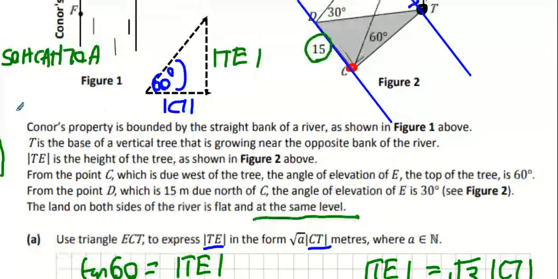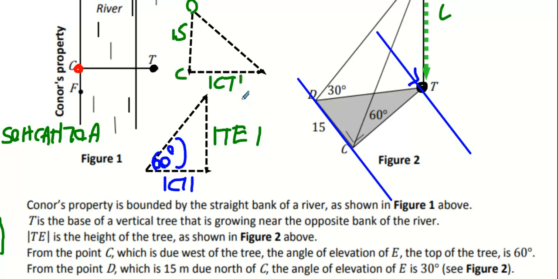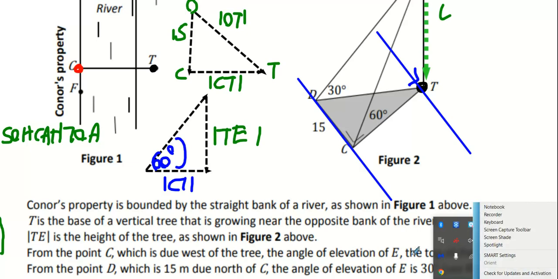So I think what we're going to end up using here is the triangle, and it specifies that it's at a right angle. We're going to use the triangle DCT. That's DCT right there, and that's 15 for D to C. And this is CT, and this here is DT. Okay, DCT. Now, I'm probably going to have to take a picture of this and drag it down with me.